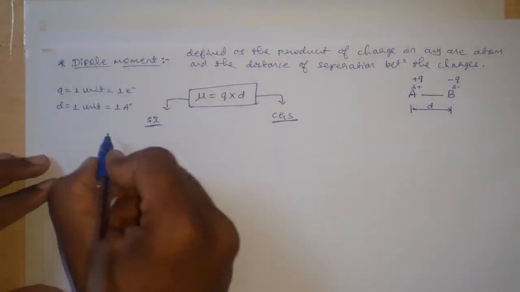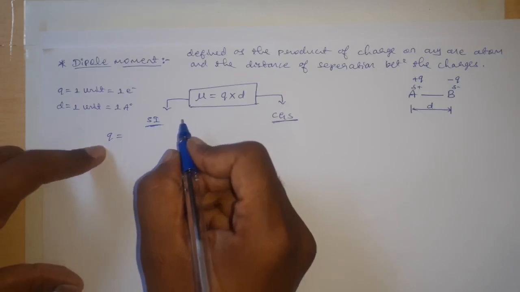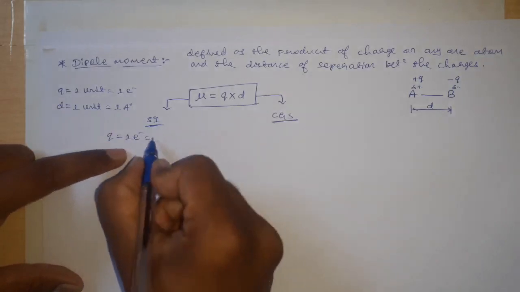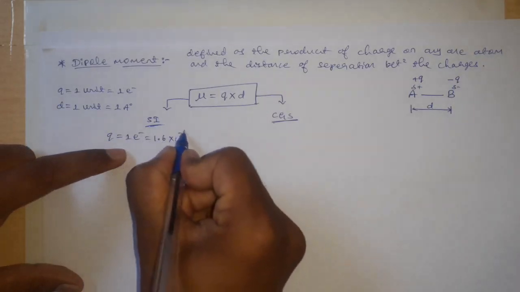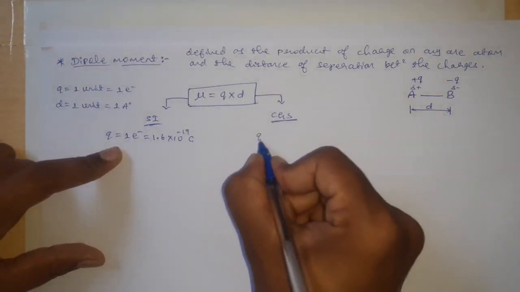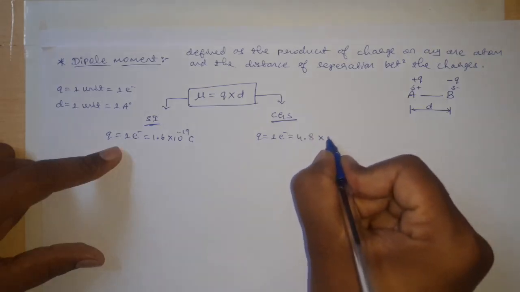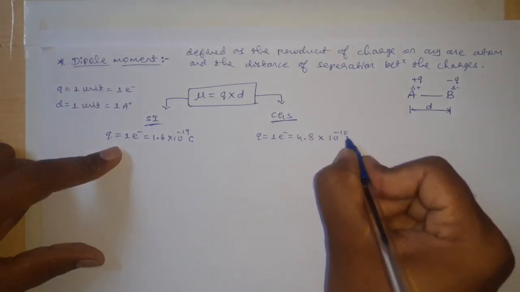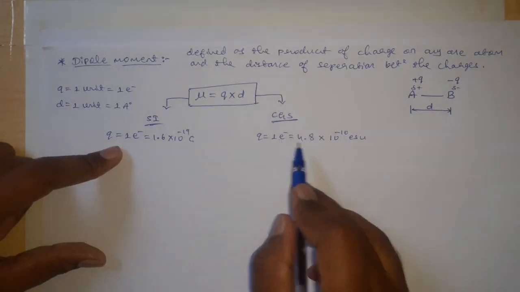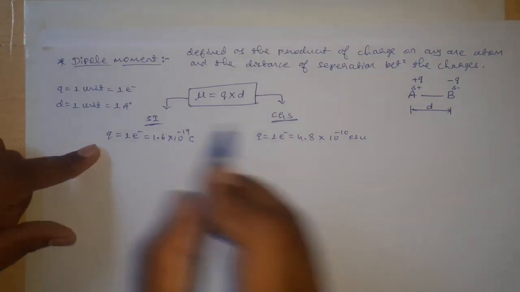The SI unit of charge is coulomb, and here the charge is 1 electron, therefore its SI unit is 1.6 into 10 raised to minus 19 coulomb. What is the CGS unit of charge? 1 electron is 4.8 into 10 raised to minus 10 electrostatic unit. In CGS system, 1 electron charge can be written as 4.8 into 10 raised to minus 10 electrostatic unit.